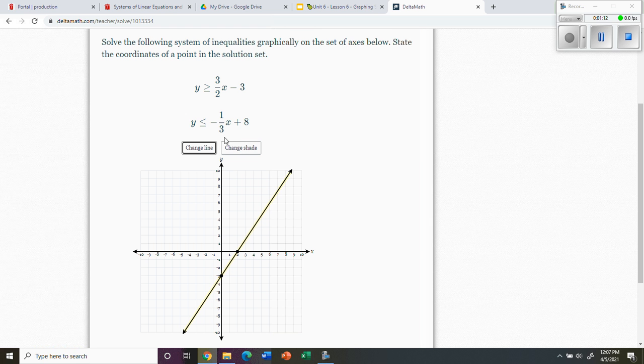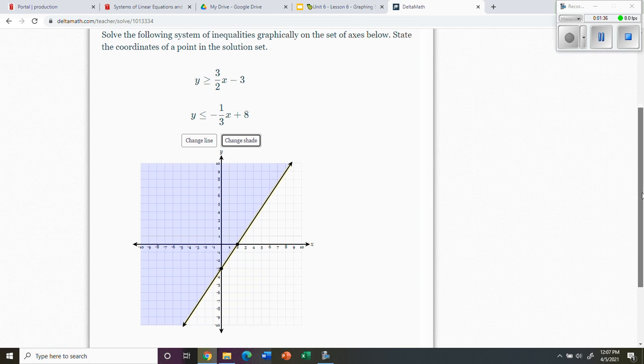Now the next thing you have to do is the shade. So we know that the inequality symbol is greater than or equal to. It's going to be shade above. So where it says change shade, you click on that. And since it's above, you leave it on above. Let's say if it was below, then you would click it again to do below. We're going to keep it above because it is greater than or equal to.